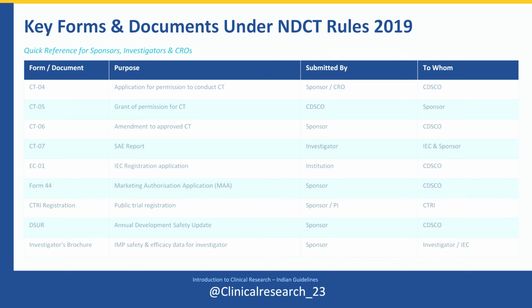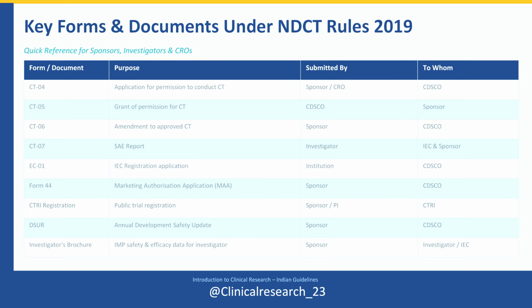For example, the CT04 form is used when applying for permission to conduct a clinical trial, and it's submitted by the sponsor or CRO to the CDSCO. Once approved, the CT05 grants permission for the trial to proceed. If there are any changes to the approved protocol, the sponsor needs to submit a CT06 amendment.